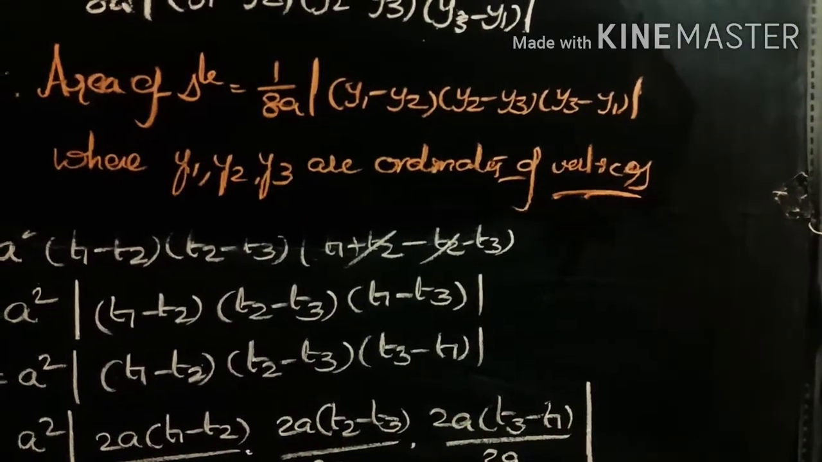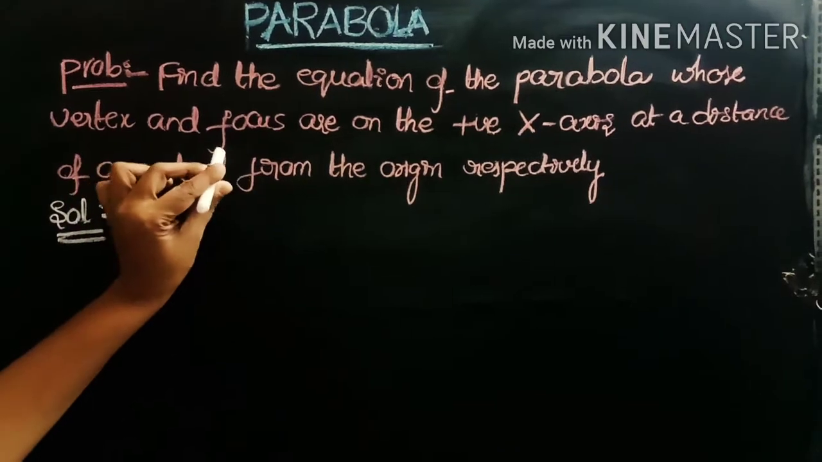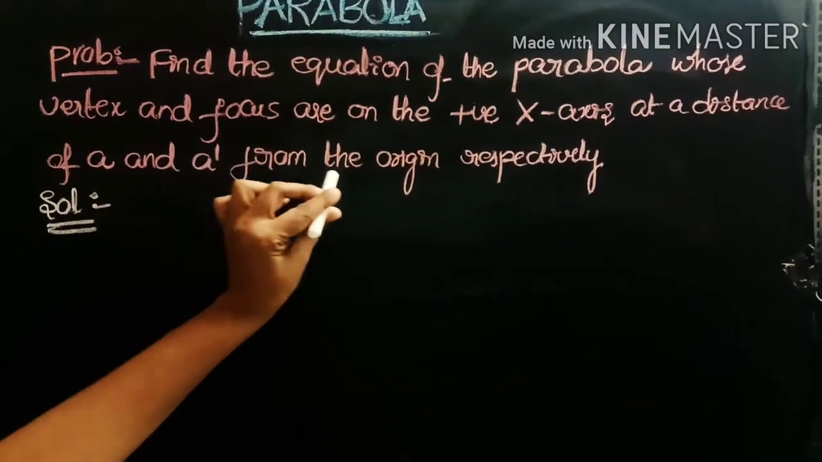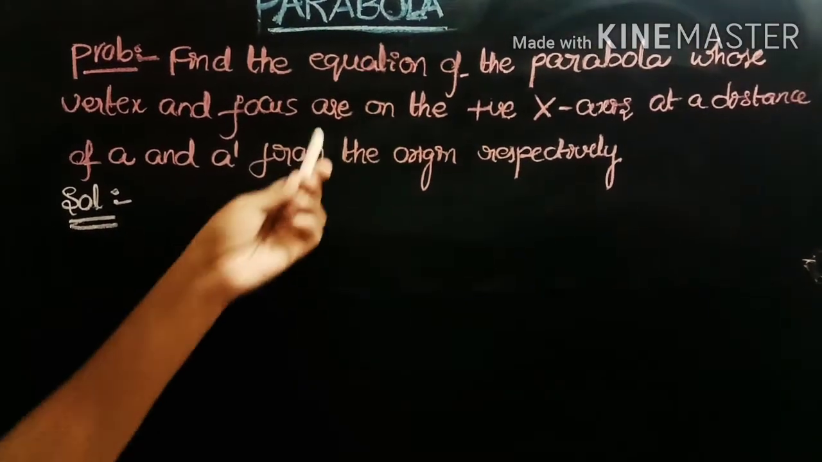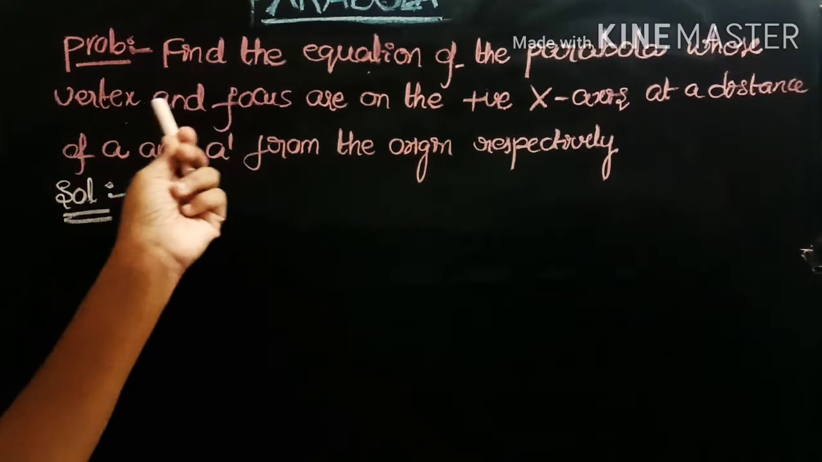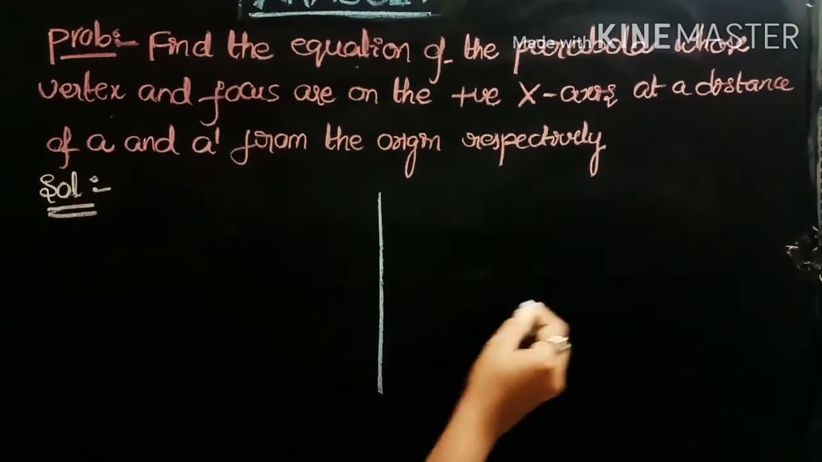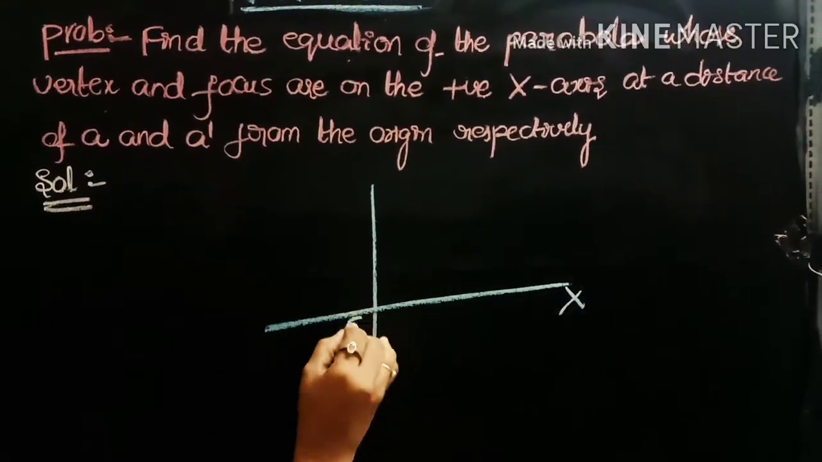That's the next problem. Find the equation of the parabola whose vertex and focus are on the positive x-axis at a distance of a and a dash from the origin respectively. We have to find the equation of the parabola whose vertex and focus are on the positive x-axis. Now first we take the positive x-axis. This is the positive x-axis. Now this is the origin.